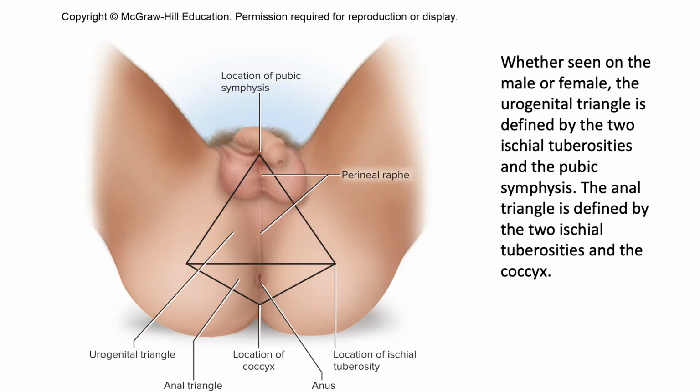So the urogenital triangle is shown here on a male, but it is part of the female anatomy as well. It's just a descriptive reference point that uses the ischial tuberosities, the pubic symphysis, and the coccyx as the points of reference in these two triangles.